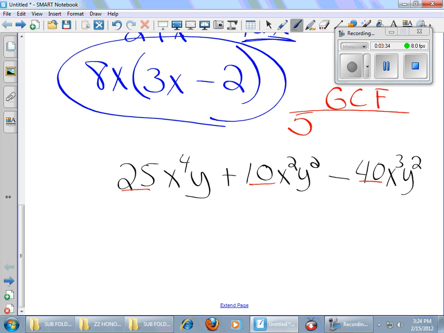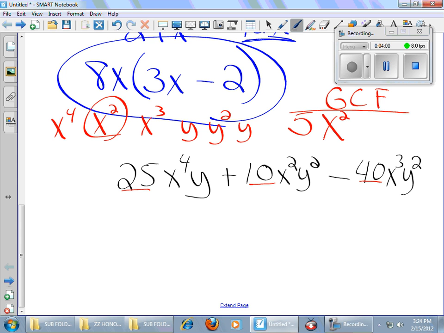All right, now let's do the greatest common factor of the x's. I've got an x to the 4th. I've got an x squared and an x cubed. The greatest power of x that is common to all three of them would be the x squared. So that's part of my GCF. All right. Now my y's. I have a y to the 1st. I have a y squared.